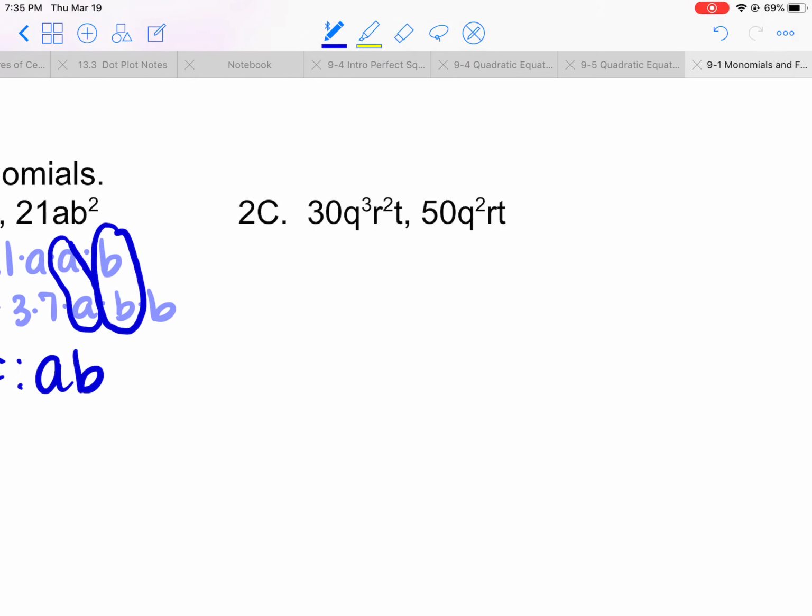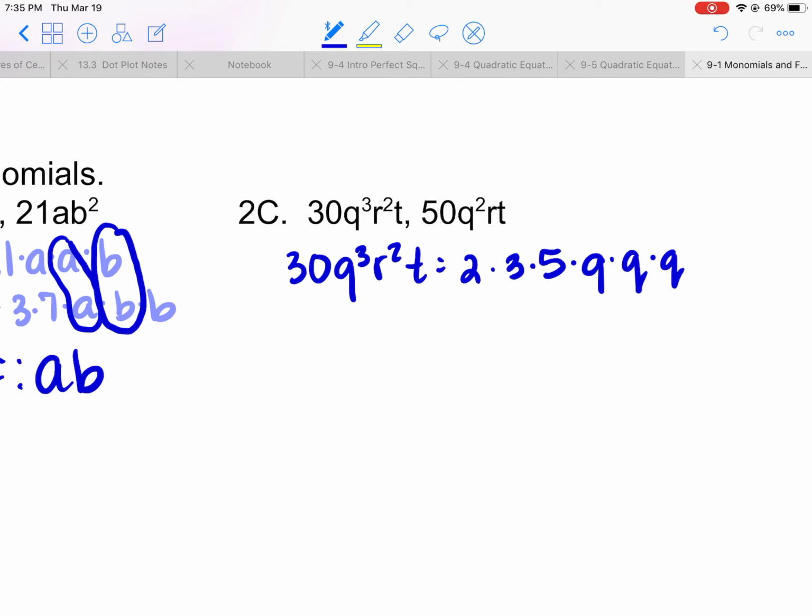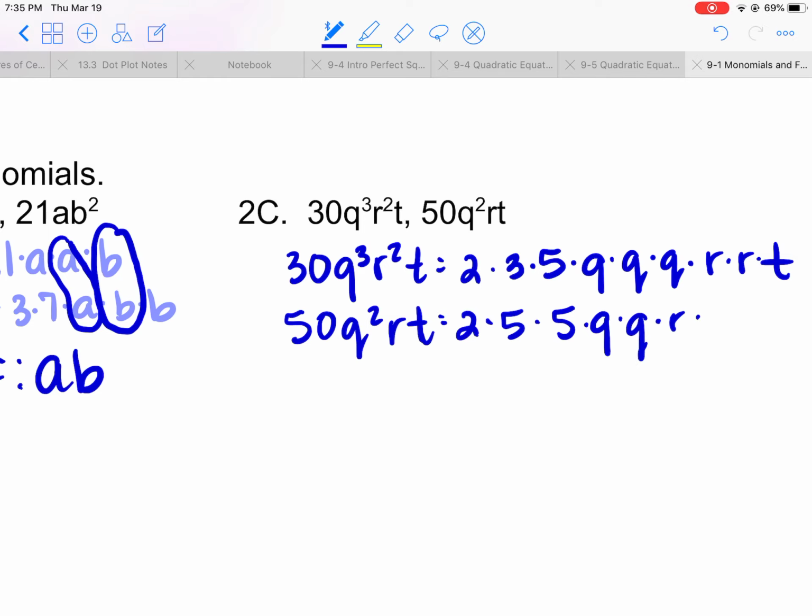Last one here is a little bit longer, so you will have a longer prime factorization list. So 30q to the third r squared times t. We've got 2 times 15. 15 is 3 times 5, so it's going to be 2 times 3 times 5 times q times q times q times r times t. It's a long list. And then 50q squared rt is going to be 2 times 25, which turns into 5 times 5 times q times r times t.